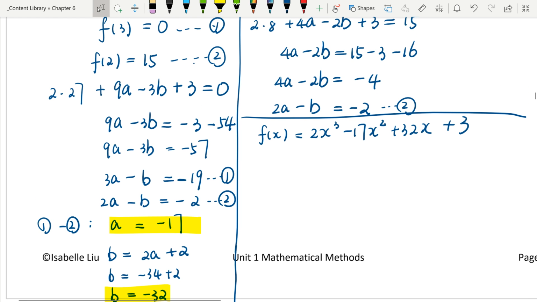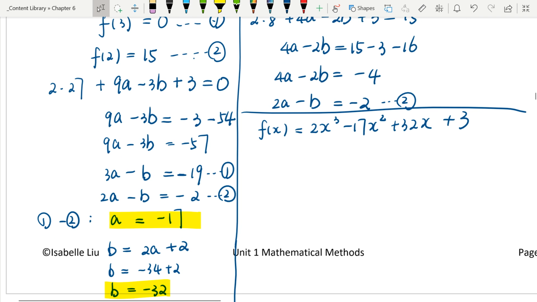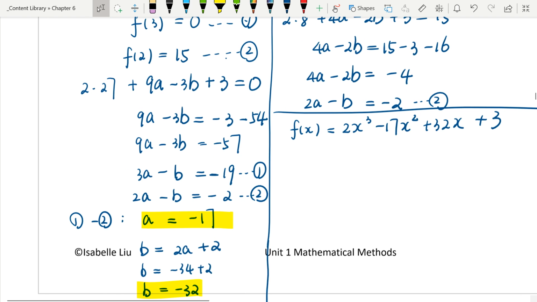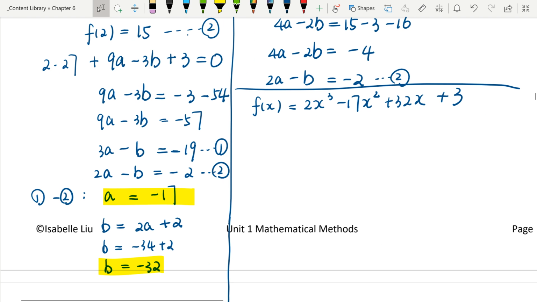Now I want to factorize that. I find the actual equation now. What information do I know already? What is the factor already? x minus 3 is a factor. So you have to do long division, using f(x) divided by x minus 3. You can do that, but another way we can do that is synthetic division.